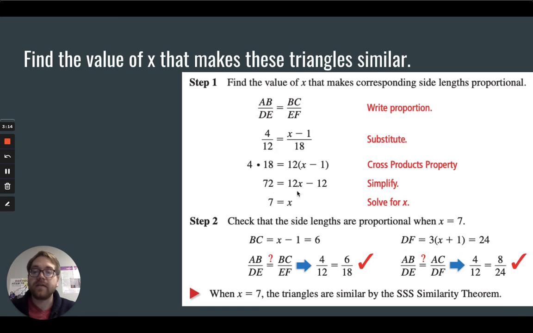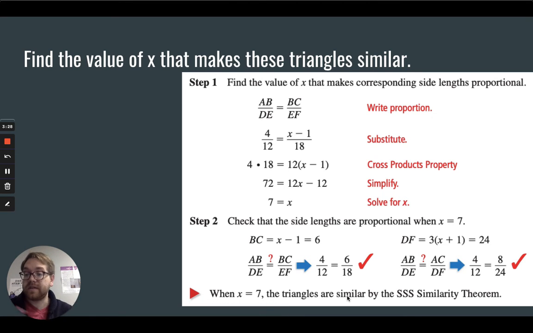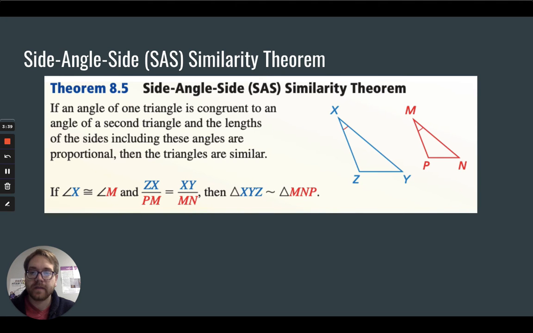So we found the value of x, plugged it in, and that showed us that they did all have the same ratio. When x is equal to 7, these triangles are similar by the side-side-side similarity theorem, because all of the sides have the same ratio. So we don't even need to talk about their angles. If we know all three sides and can show that they're all proportional, then we know that the triangles are similar. The other theorem in this lesson is the side-angle-side theorem.